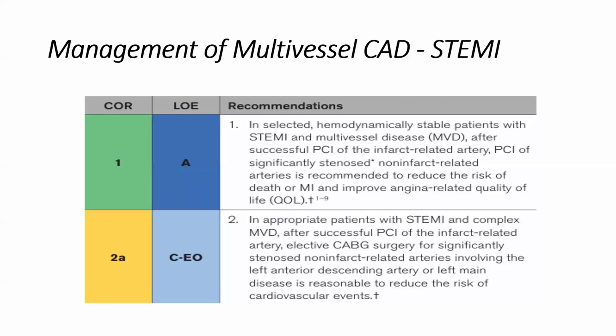So if our patient is hemodynamically stable and we have diagnosed STEMI with multivessel disease, then we need to go for PCI with complete revascularization in the same setting. But if you have diagnosed a patient with STEMI and it has multivessel disease which has involved the left main and LAD, then we should go for PCI of the culprit vessel immediately, and later on we can plan the CABG of the left main and the left anterior descending vessel.